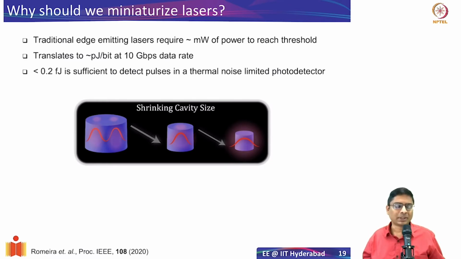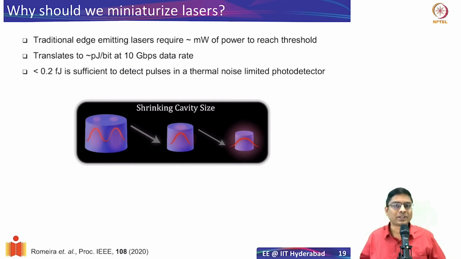But is it really required to spend that much energy in actually going beyond the threshold of a laser? Well, it turns out that if you look at a photodetector, it can actually detect pulses with energy as low as 0.2 femtojoules. So it's a very, very small amount of energy that is required to actually detect pulses if you have even a thermal noise limited photodetector. But because the laser has a very high threshold, we are forced to transmit energy at that range, and we would like to minimize that.